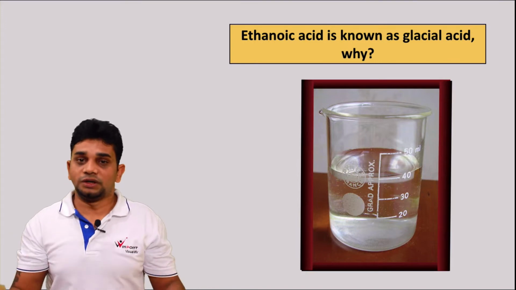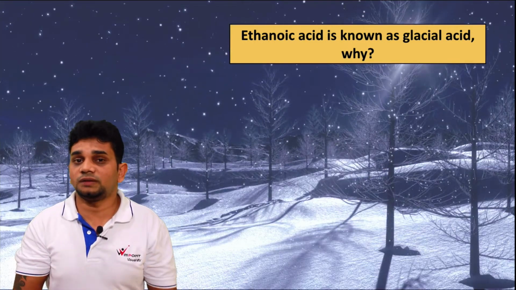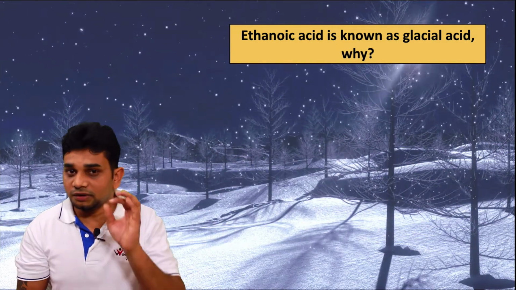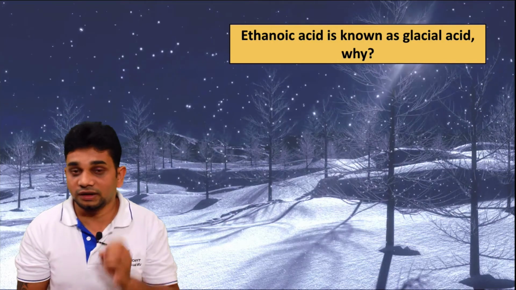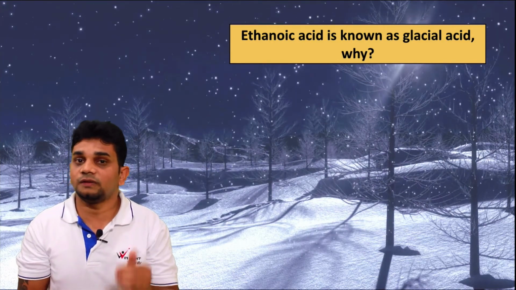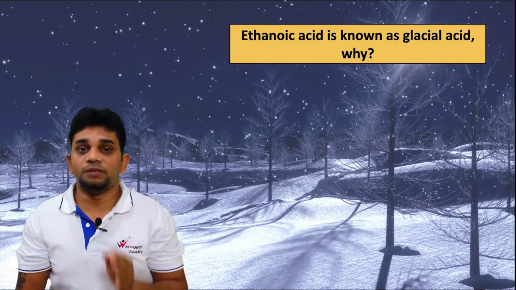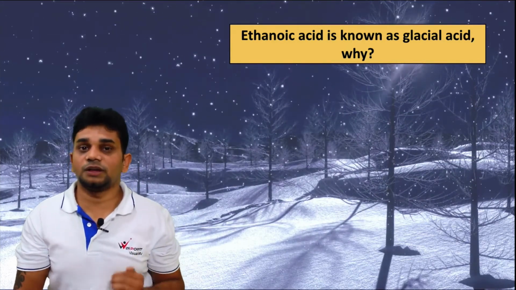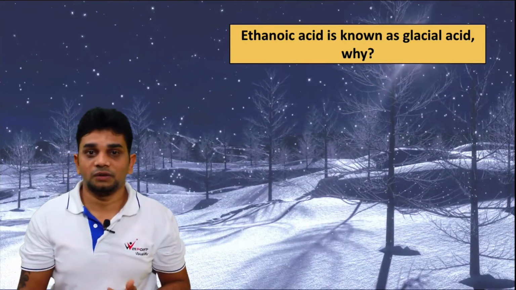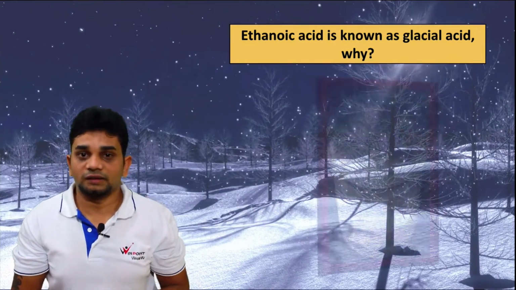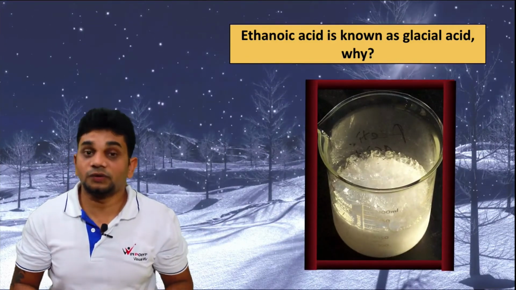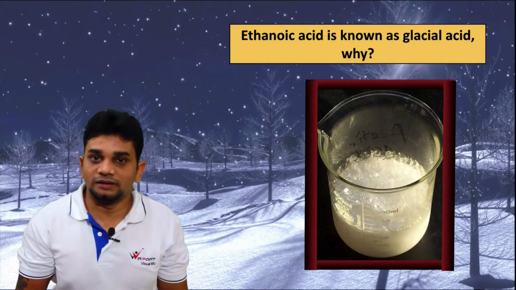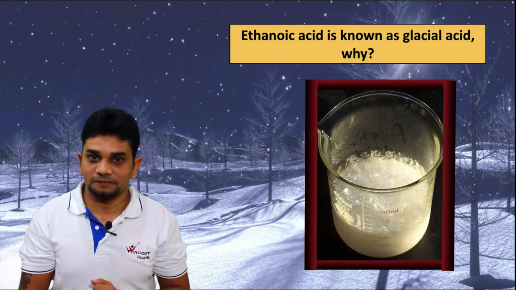Just imagine it is winter season. If it is winter season, what would be the temperature? Maybe 3 degrees Celsius, 5 degrees Celsius, 17 degrees Celsius or 290 Kelvin. It is the freezing point or melting point of ethanoic acid. If the temperature is below or equal to 290 Kelvin, what is going to happen for this acetic acid? It will convert into solid form. It freezes, right? Here you can see that now it is frozen acetic acid, because of this cold climate.